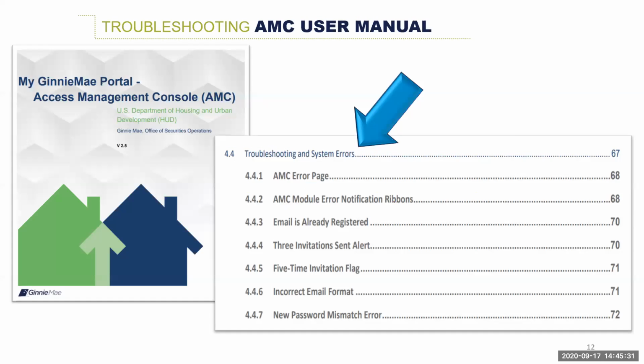Okay, a few things about troubleshooting. 99.99% of the errors that you and your users are going to encounter are already identified in our user manuals. So if you are navigating the Access Management Console as an org admin and encounter some errors, please first refer to section 4.4 of the AMC user manual to make sure that you have not tripped up any of those items with an error flag. If you have already reviewed these pages and cannot identify why you are receiving a system error, you may then reach out to GinnieMae customer support for assistance.